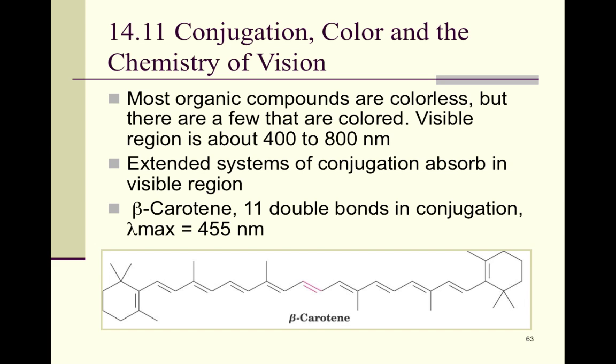Conjugation, color, and the chemistry of vision. Most organic compounds are colorless, but a few are colored, and the visible region is 400 to 800 nanometers. Extended systems of conjugation absorb in the visible region. Beta-carotene has 11 double bonds in conjugation, and its lambda max is 455 nanometers.